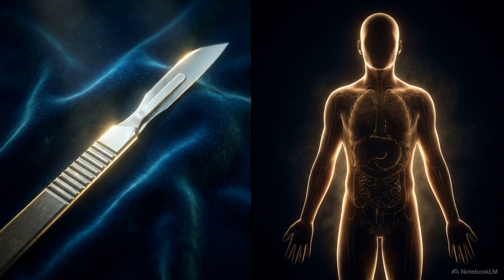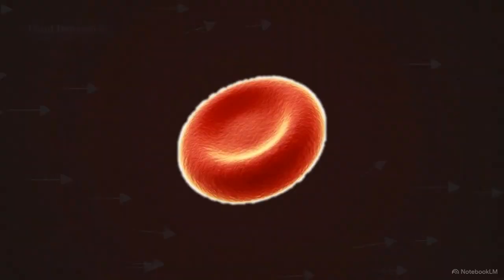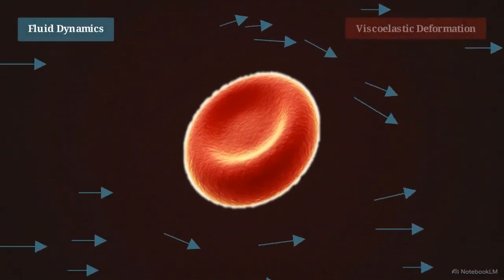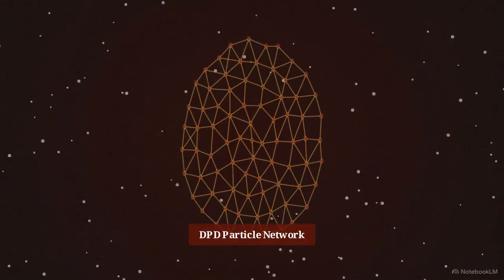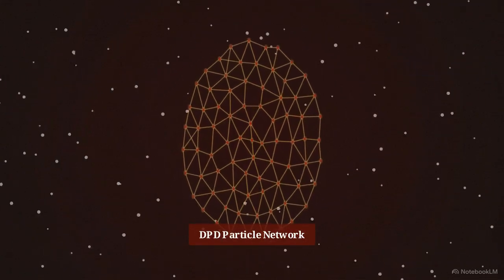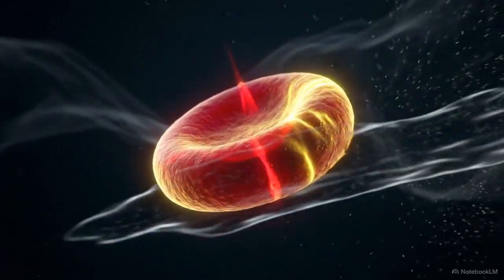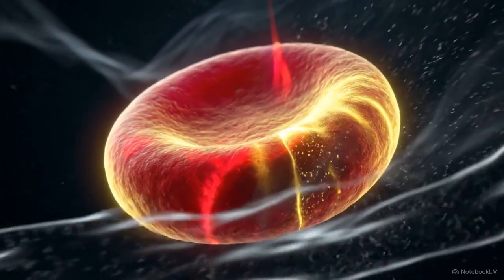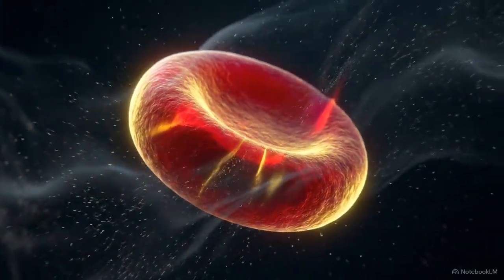To figure out why the surgery kills certain patients, we have to stop looking at static images of cell shapes and start mapping the physical forces acting on them in motion. Researchers use a digital physics tool called dissipative particle dynamics. Instead of a flat picture, this creates a three-dimensional molecular-level simulation of the blood cell, allowing us to measure its exact mechanical flexibility under the pressure of flowing fluid.